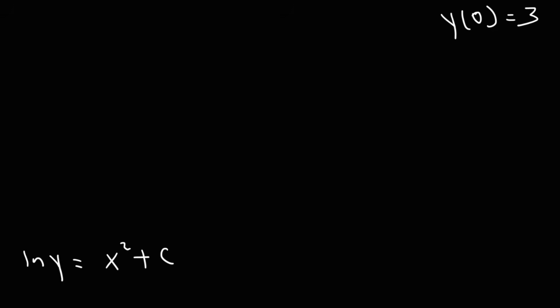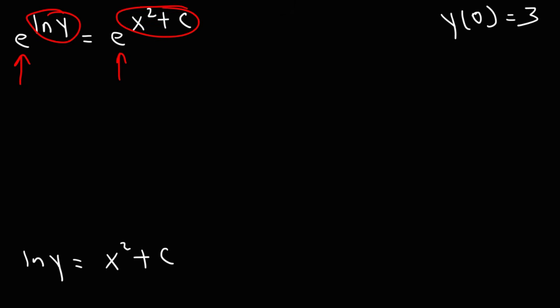Now, what do you think we need to do at this point? What we need to do is place both sides of this equation on the exponent of e. So we're going to have e raised to the ln y is equal to e raised to the x squared plus c. Now let's talk about why we can do this. e is equal to e, so ln y must be equal to x squared plus c, which is what we have here. So it works, we can do that. Now it turns out that e raised to the ln y, the base of the natural log function is e, simplifies to y.